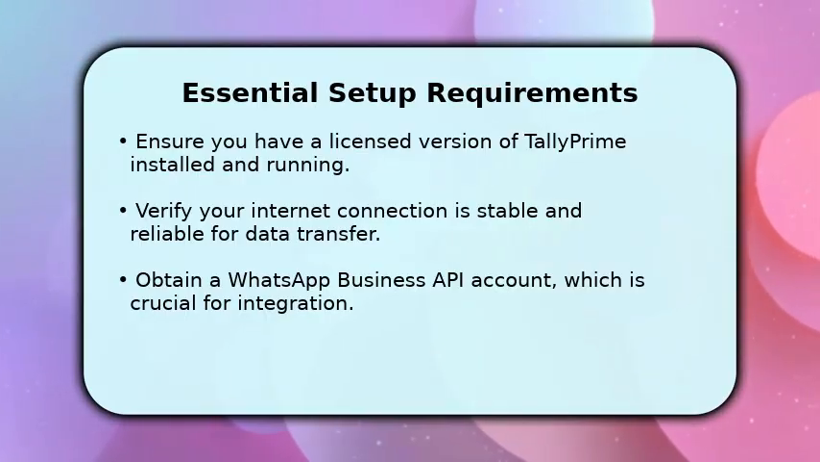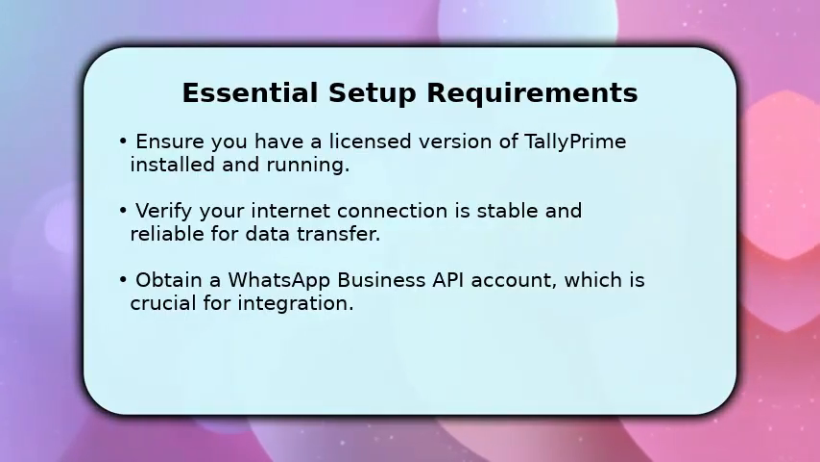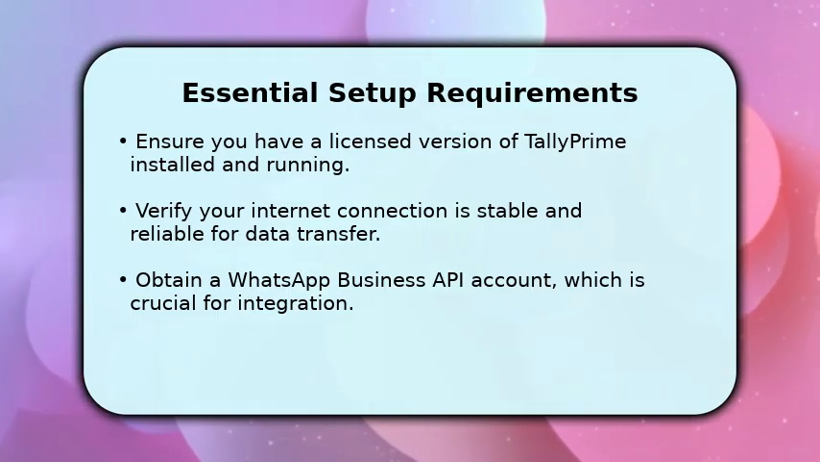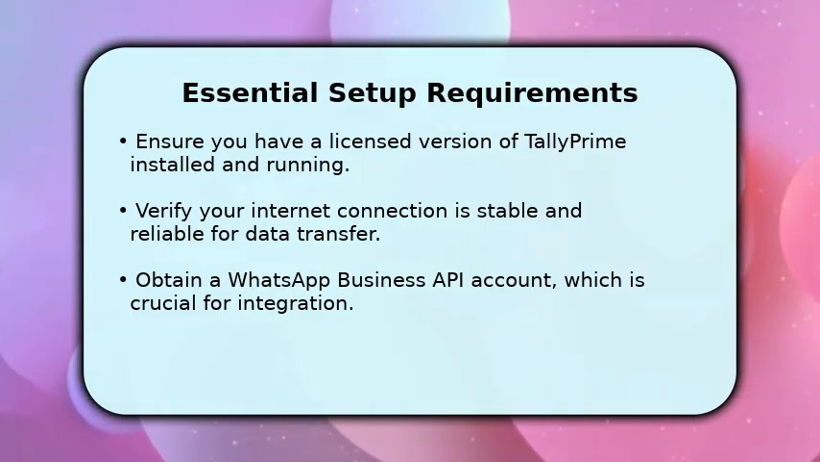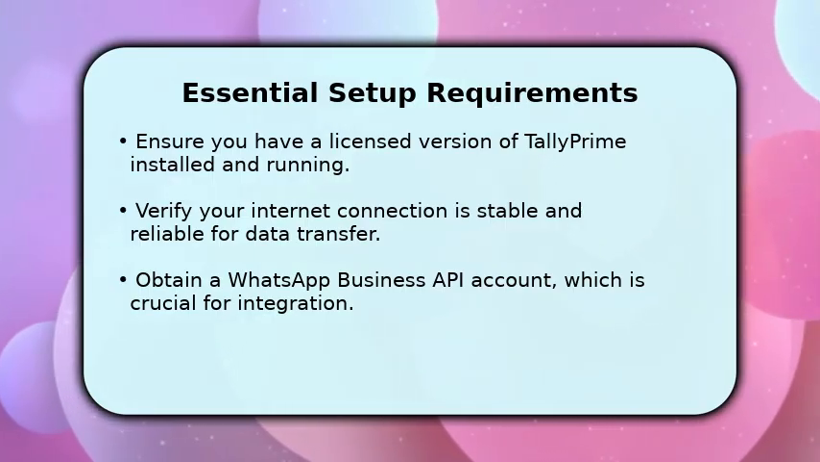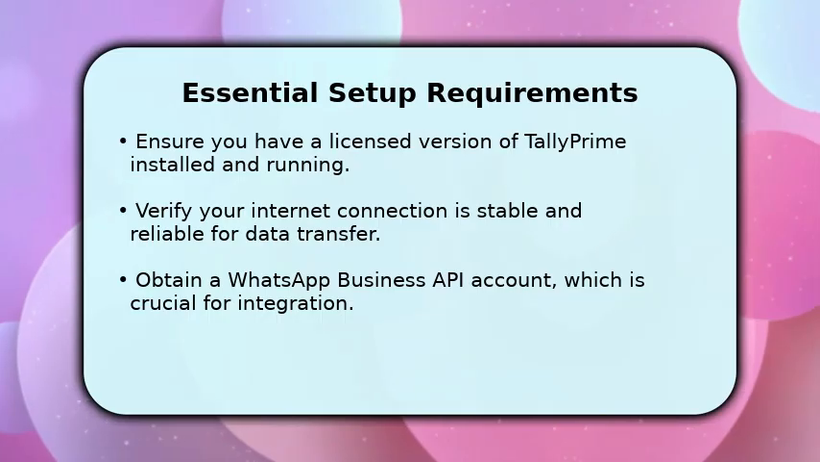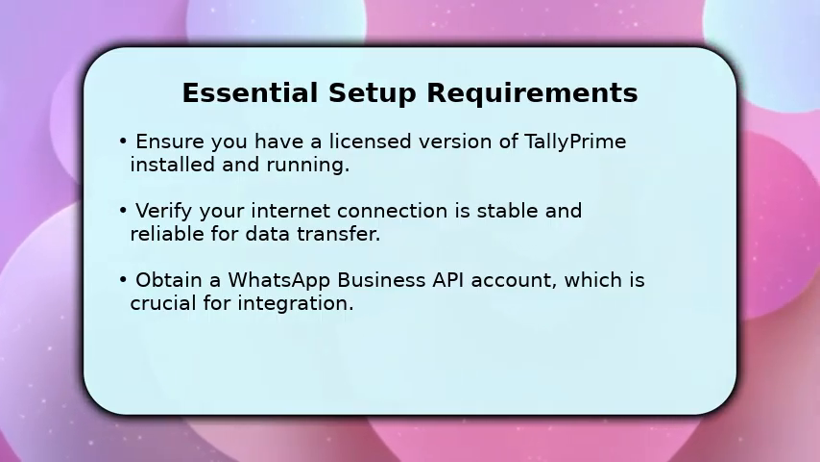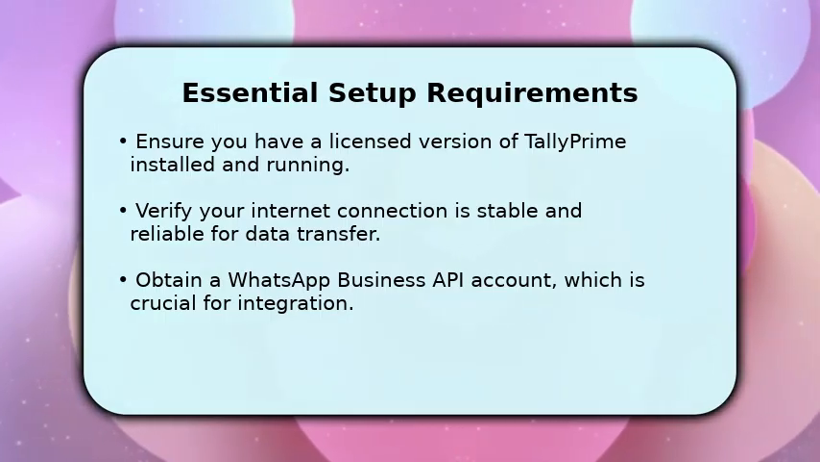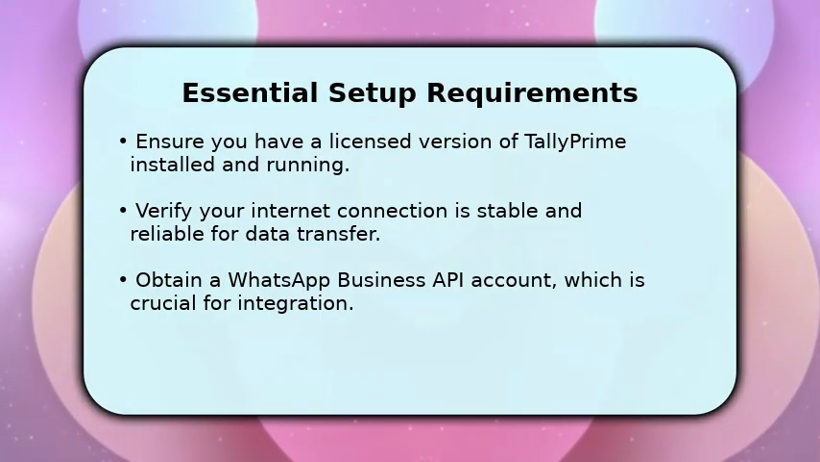First, make sure your Tally Prime software is fully licensed and operational. A stable internet connection is also absolutely vital for seamless data exchange. You will also need an approved WhatsApp Business API account. Finally, consider any third-party connector applications or plugins that might be required to bridge the two platforms effectively. Having these ready will ensure a smooth start.